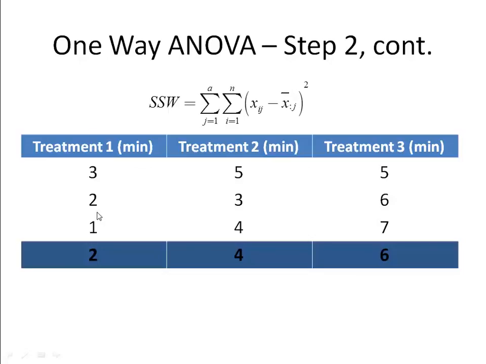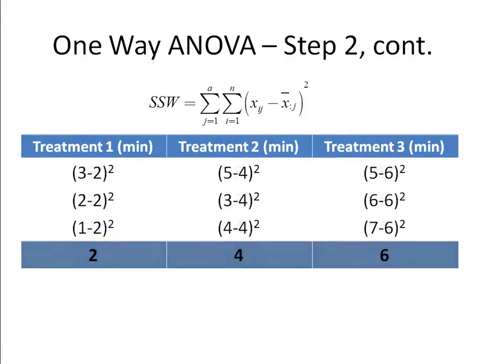So if this is our data set in white, the blue row underneath is the mean of each treatment. So 2 is the mean of treatment 1, 4 is the mean of treatment 2, and 6 is the mean of treatment 3. So we go through and do the calculation. For treatment 1, it's each value minus the treatment mean, squared. So you can see this here.